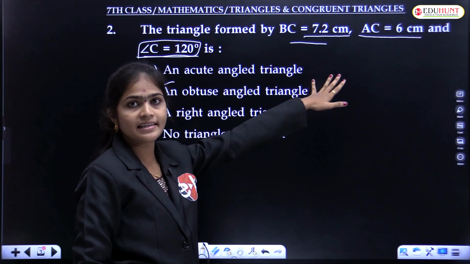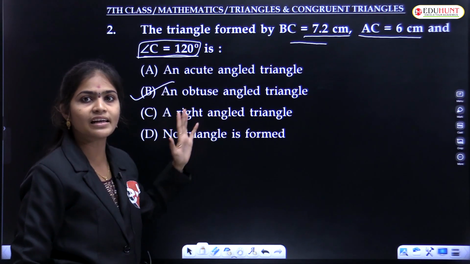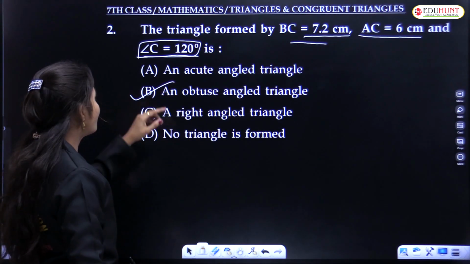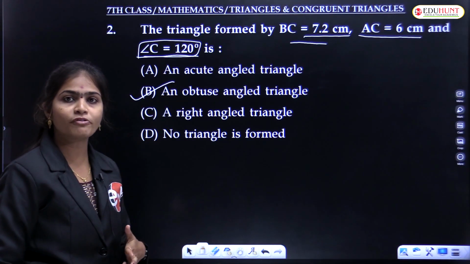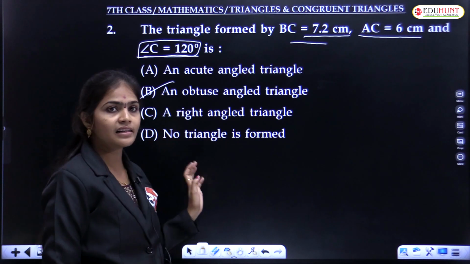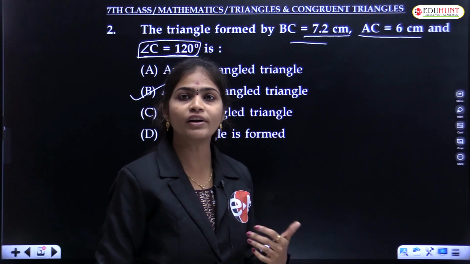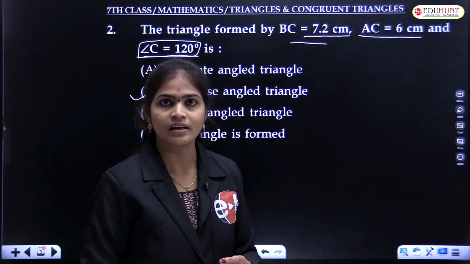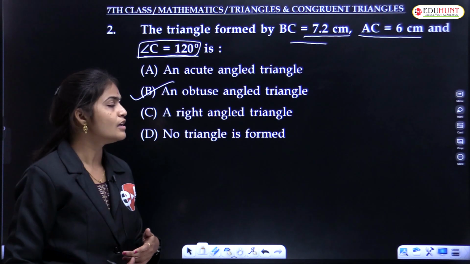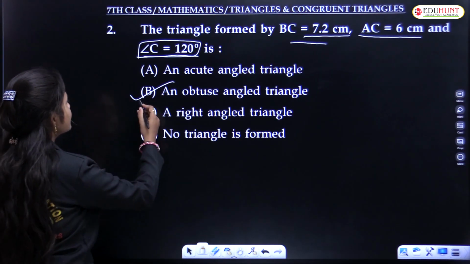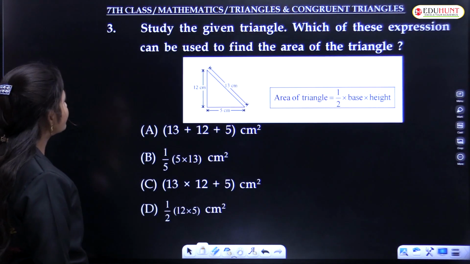No need to see the sides, just see the angle. By seeing the angle, we can directly say which type of triangle it is. For example, if angle C equals 90 directly given, then it is a right angle triangle. For example, if angle C equals 45 degrees, 45 degrees means acute angle triangle. So by seeing the angles also we can say which type of triangle it is. According to the given question, our answer is option B. Okay, so let us see the next question.